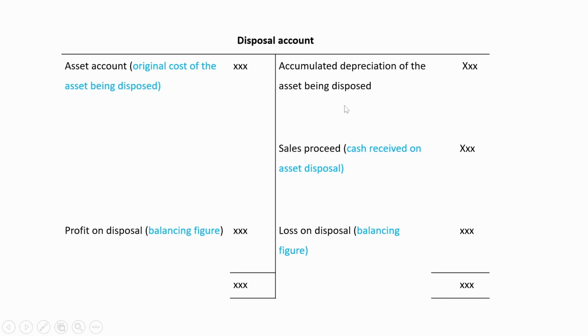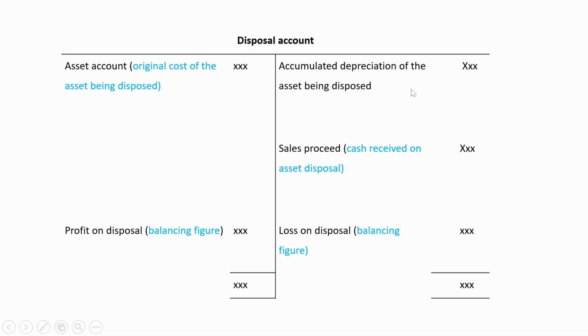So what about depreciation? We have said with the amount of accumulated depreciation, debit the accumulated depreciation account, credit asset disposal account. So that is why on the credit side of the disposal account, we are recording the accumulated depreciation of the asset being disposed. When you go to the depreciation account, the provision for depreciation account, it will be on the other side, which is the debit side.